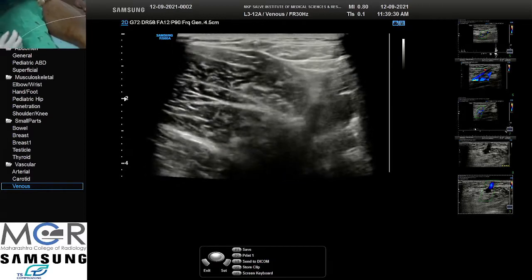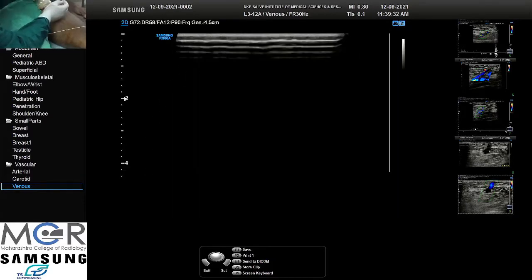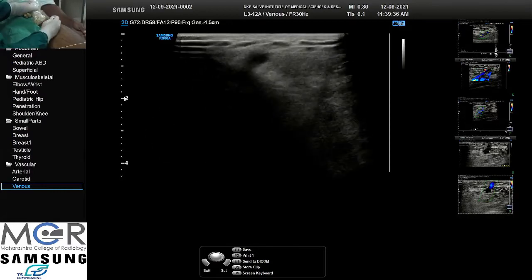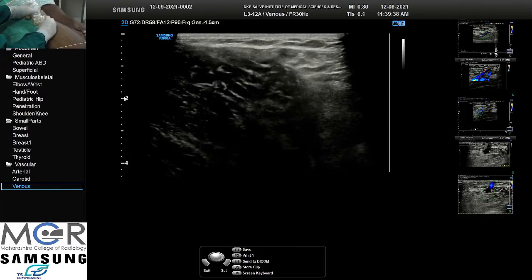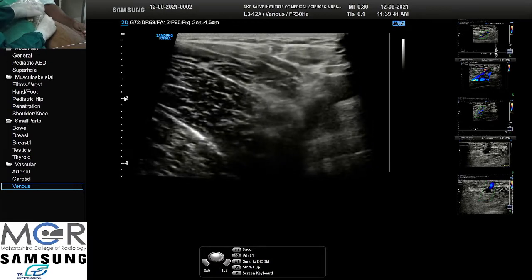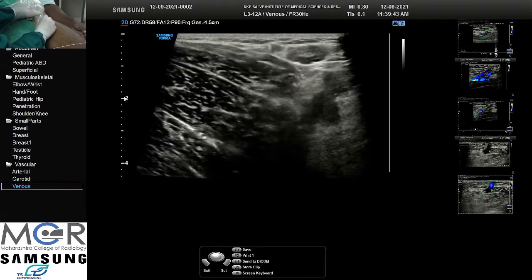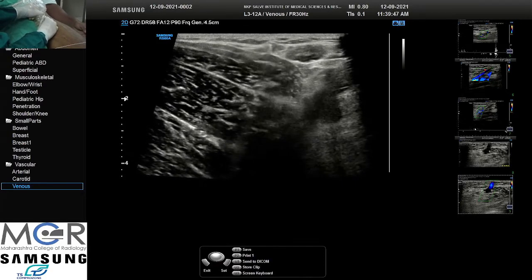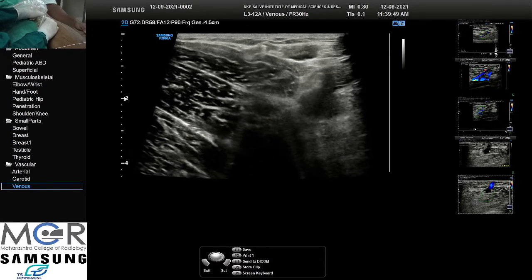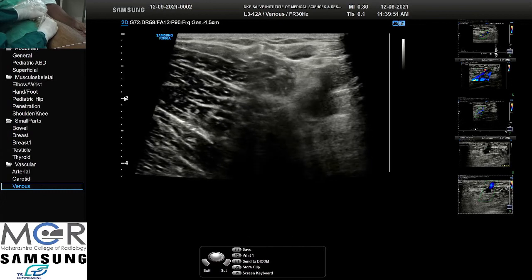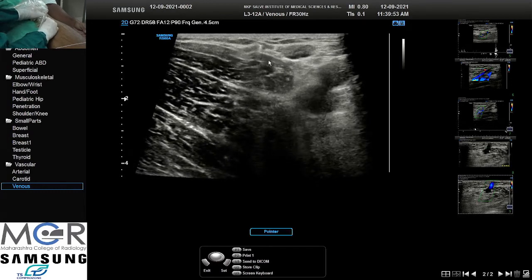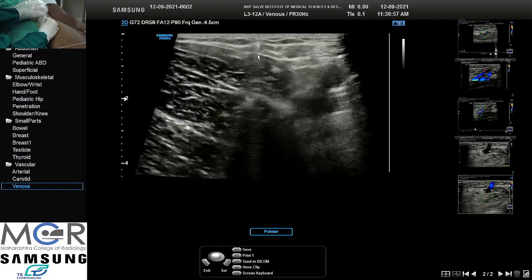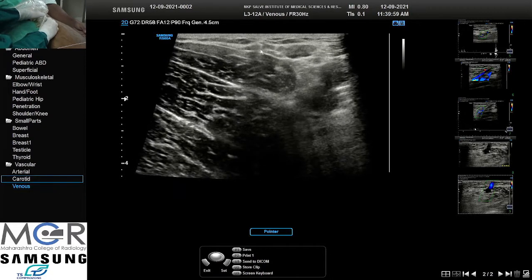While we give it, we can see. I'll show you how it appears. Inject, 10 ml. Inject. This is the tip of the needle. This is the tip of the needle. Yes, and we can see the laser fiber in the vein.